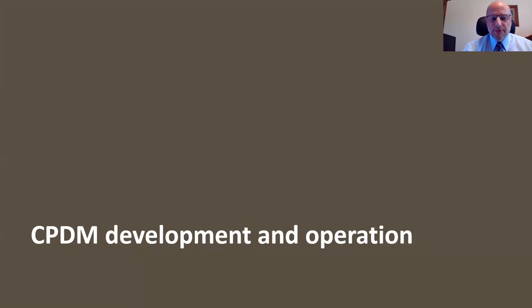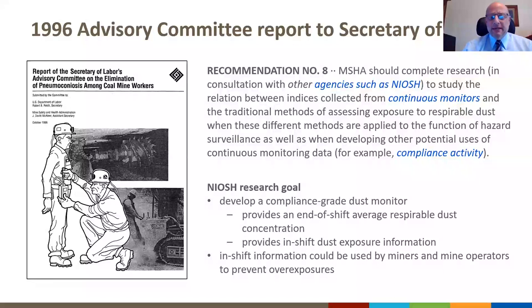So the Secretary of Labor back in the 90s put together an advisory committee to look at ways to eliminate pneumoconiosis among coal mine workers. And in 1996, it issued a report to the Secretary of Labor. One of those recommendations, recommendation number 8 shown here, talked about MSHA working with agencies such as NIOSH to develop continuous monitors, potentially for compliance activity. So NIOSH initiated a research goal to develop a compliance grade dust monitor that would provide an end of shift respirable dust concentration and also provide in-shift dust exposure information to the miner and mine operator, with the hopes that they could use that information in real time to prevent overexposures from occurring. Next slide, please.